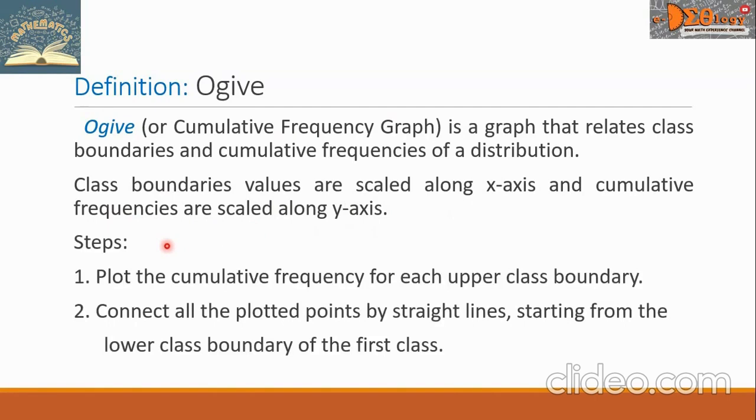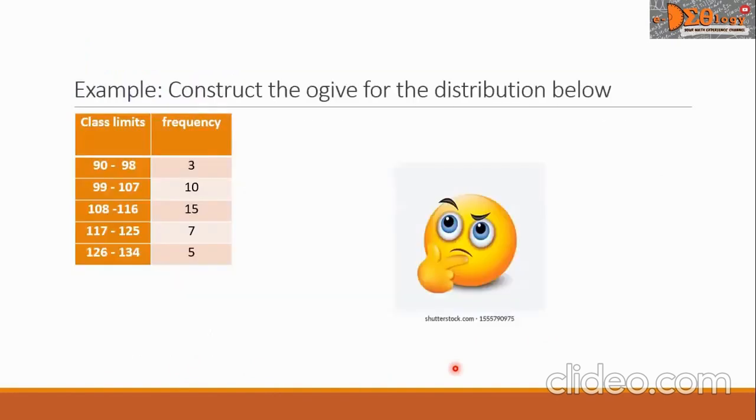Here are the steps how to construct ogive. Number 1, plot the cumulative frequency for each upper class boundary. Step 2, connect all the plotted points by straight lines, starting from the lower class boundary of the first class. Let us see this example. Construct the ogive for the distribution below.